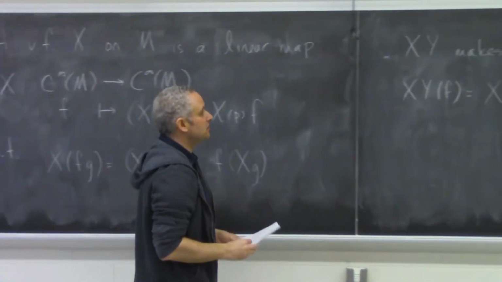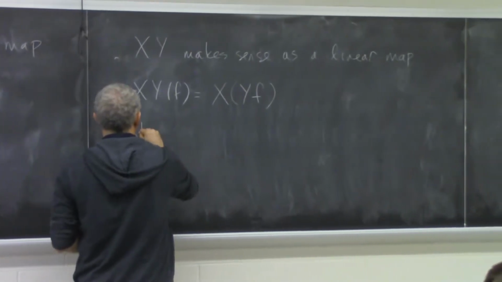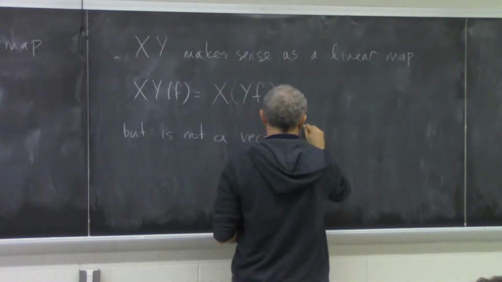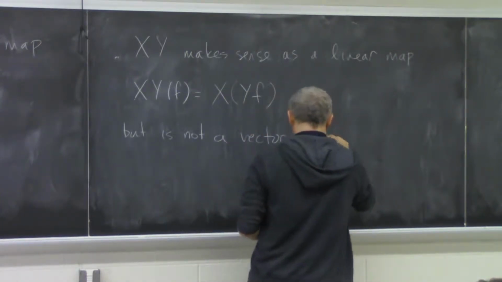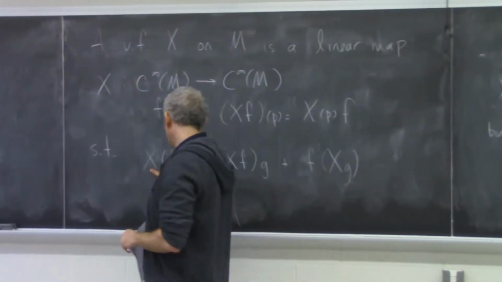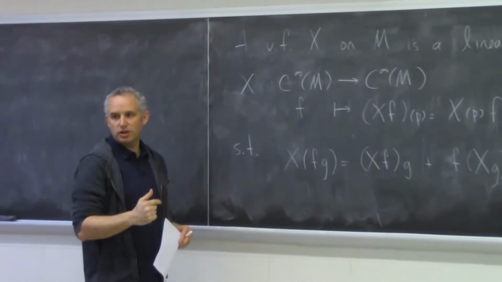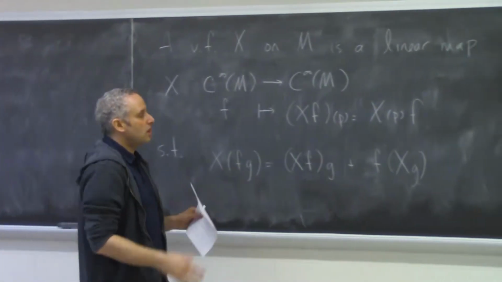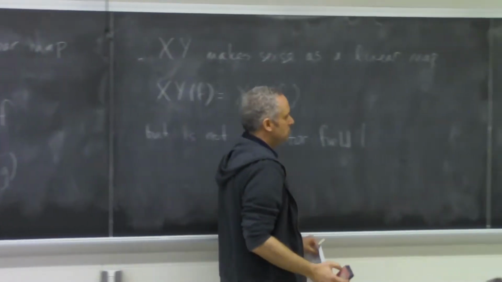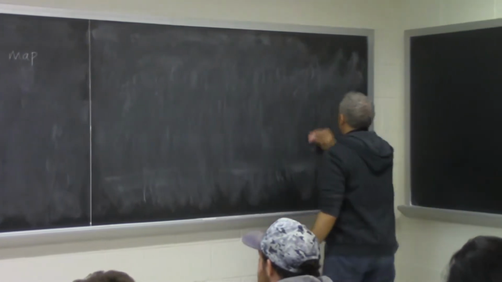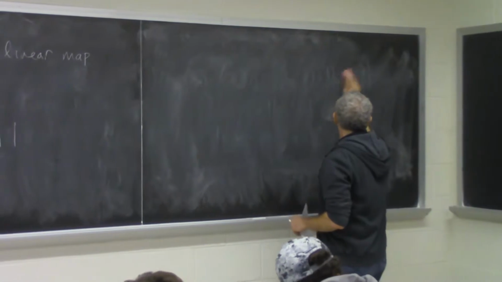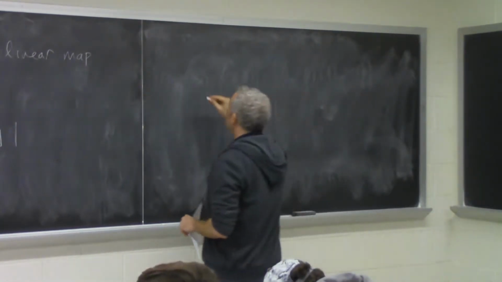All right, so this makes sense as a linear map, but is not a vector field. It fails to satisfy, as we saw in an example, the product rule. In general, this just does not hold. So vector fields are not closed under composition. So that was a disappointment, but one can retrieve something important from this disappointment.